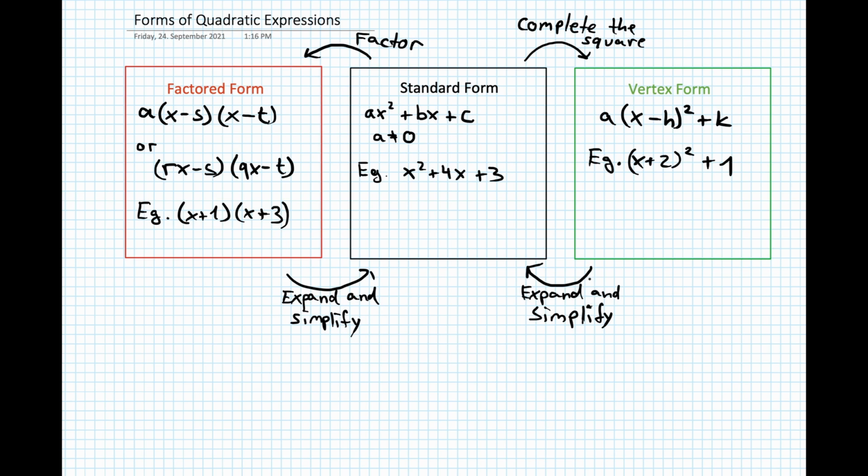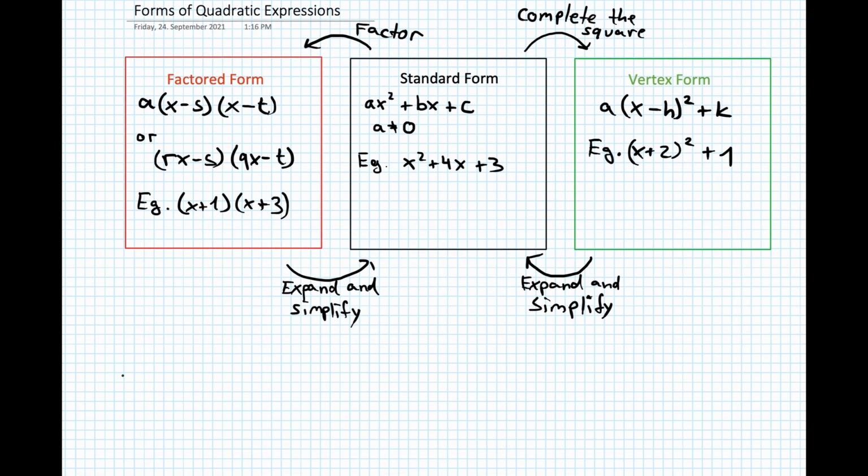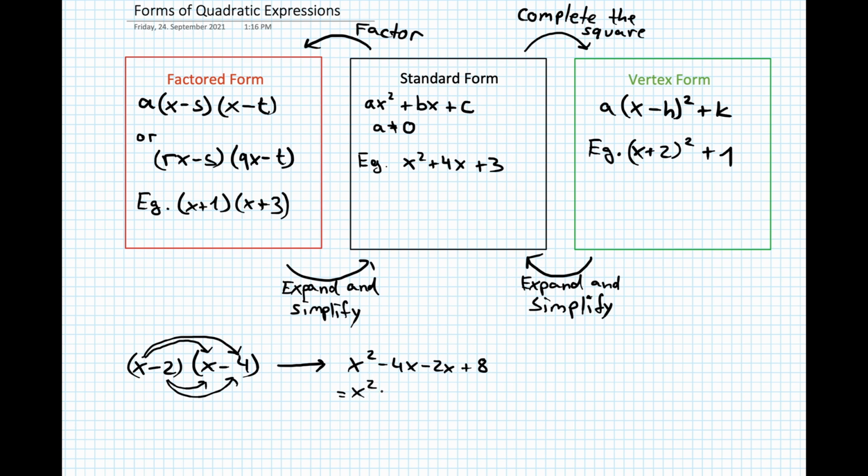So let's do some examples. Let's say you are given x minus 2 times x minus 4. So now if you want to get to the standard form, you expand and simplify it, which means we can apply the rule where you multiply these, and then after multiply these, or you can use the sum product rule. So that will be x squared minus 4x minus 2x plus 8. Now simplify, and that's equal to x squared minus 6x plus 8.